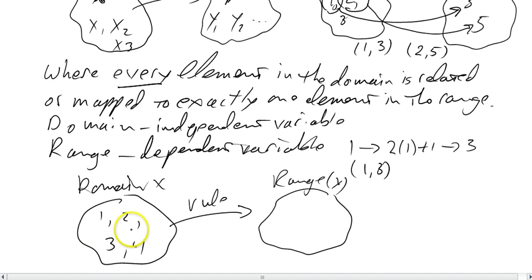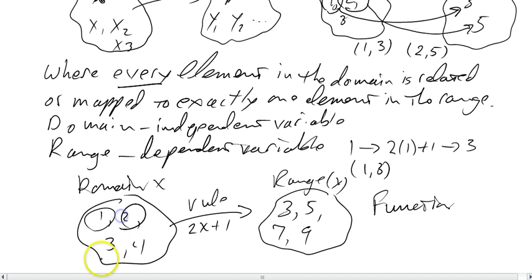Okay, so if we have a rule like 2x plus 1, we can check to see if that rule would satisfy this. Well, 1 would map to 3, 2x plus 1, 2 times 1 plus 1. 2 would be 5, 3 would be 7, and 4 would be 9. So if we have a range like this, and a domain like this, and a rule like this, we have the special case of a function, because every element, 1, 2, 3, 4, all get mapped to exactly one and only one element in the range.